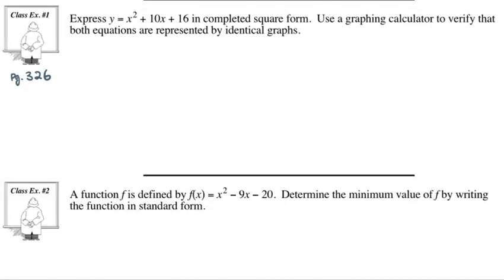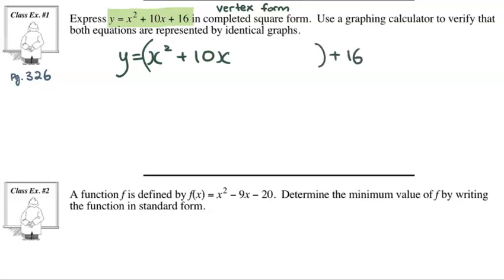Example 1 on page 326 gives us this equation, and we want to write this in completed square form. In other words, vertex form. And we want to start just by making this a little easier for us to fill in some new numbers. Let's look at this as x squared plus 10x. We're not going to completely forget the plus 16, but we're going to leave it on the side. Okay, so I'm going to draw a big bracket to say this is what we are working with right now, and we're going to move the plus 16 to the outside. We'll deal with that, I promise.